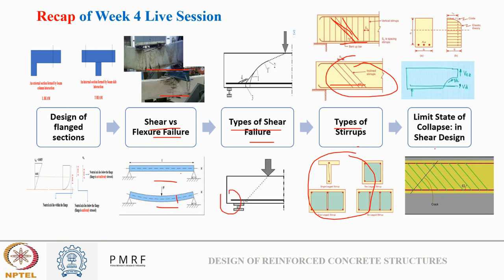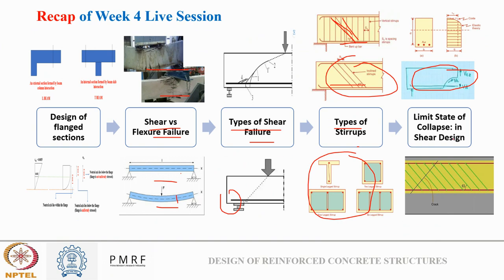So in RC, both steel and concrete can resist shear. We first need to subtract the shear force that is resisted by concrete. This is how the shear force is resisted by concrete, and how much it resists we can calculate by knowing the grade of concrete and percentage tensile reinforcement. So we saw IS provision for that, and then we can calculate how much shear the steel needs to resist.